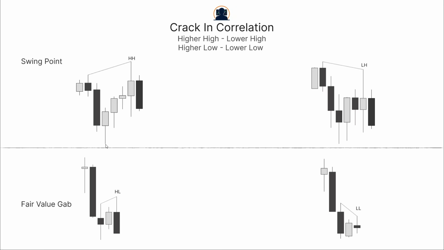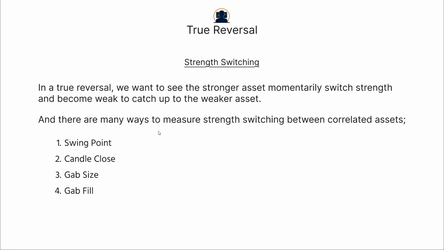If it's going to deliver to this draw on liquidity at 9:30 and this asset is a stronger asset, you'll see that at 9:30 it will momentarily switch strength to become the weaker asset in order to catch up to this draw on liquidity alongside the weaker asset, right? So that is where you have the strength switch coming in. And there are many ways to measure strength switch between correlated assets. We have one, the swing point, we have the candle close, we have gap size, we have gap fill.